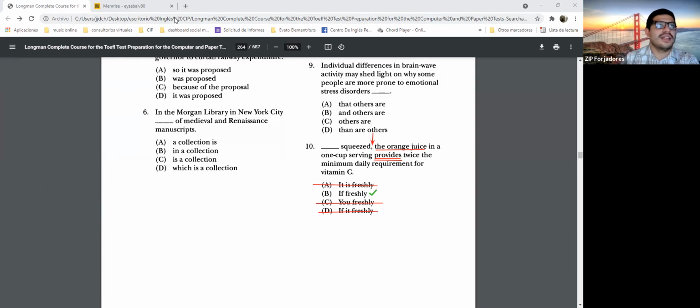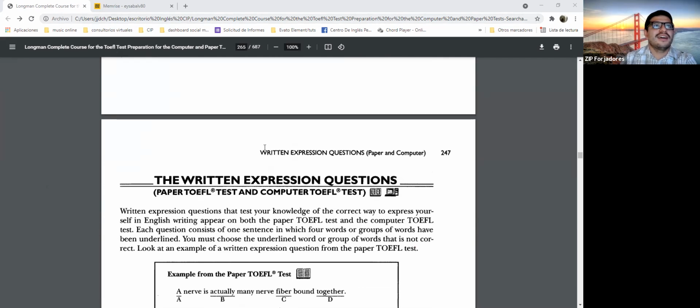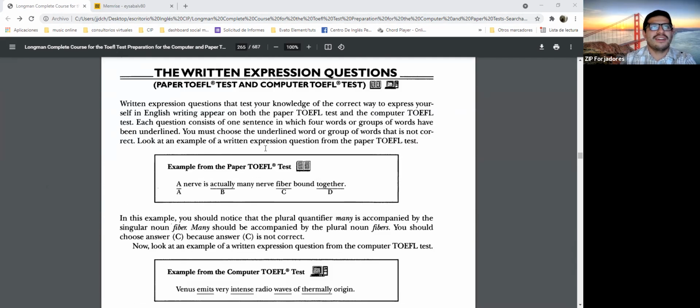Okay, so the next thing, we start with the second part of the TOEFL exercises. These ones are the written expression questions. In this kind of exercise, you're going to see a sentence like this, and you have to choose which of these letters is incorrect. So just be careful with that.